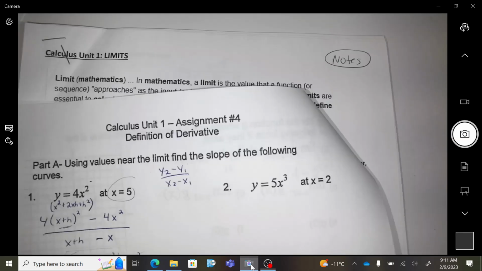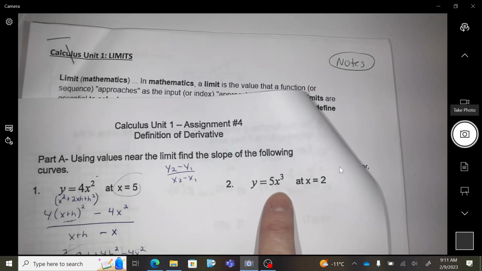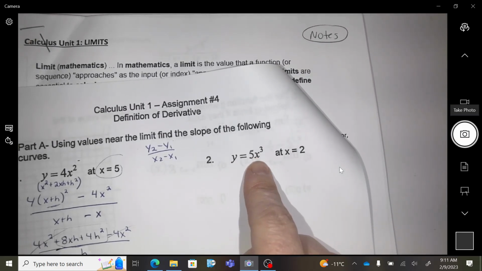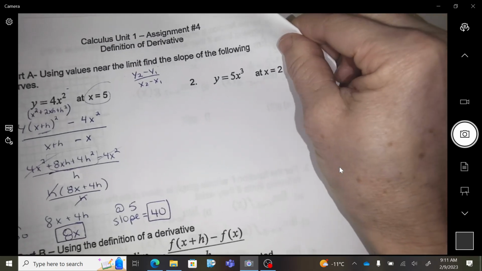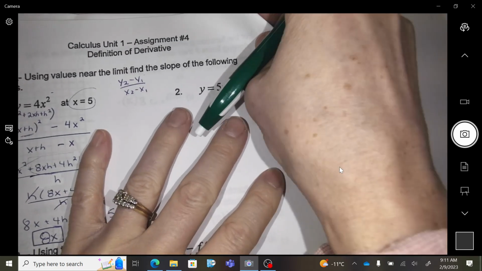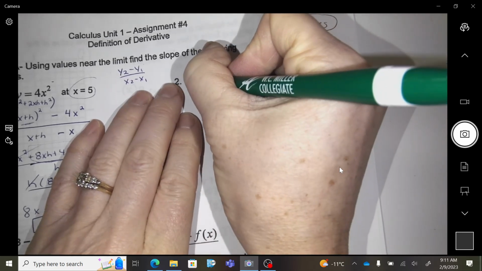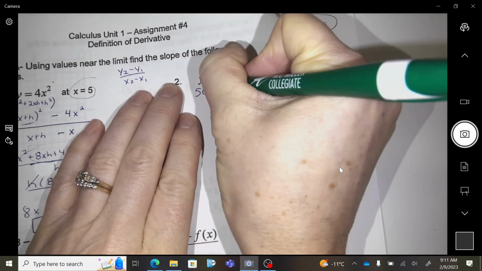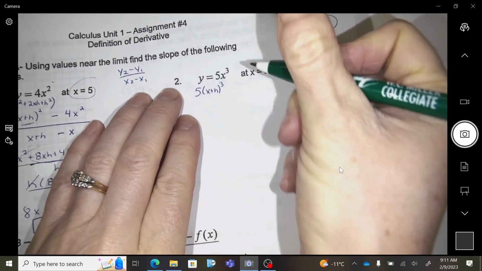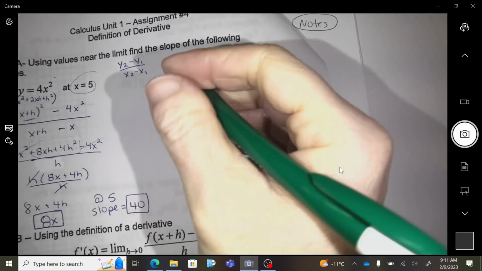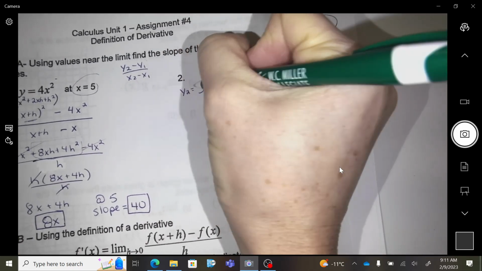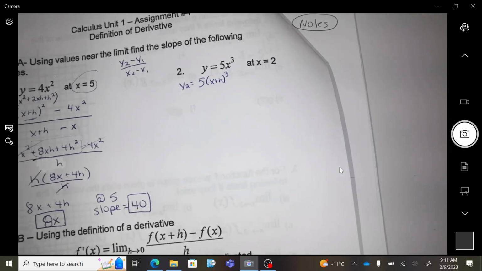Okay, I will help you cube this, and then I'll let you finish it though. Okay. Because we know we're going to have to do this for our y2, right? This is what our y2 would look like.